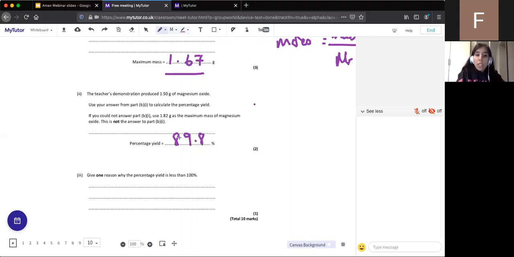So give 1 reason why the percentage yield is less than 100%. I gave you 2 reasons on the previous slide as to why we wouldn't have a percentage yield of 100%. Does anyone remember either of those 2 reasons? There's lots of reasons, but does anyone remember either of those 2 reasons?